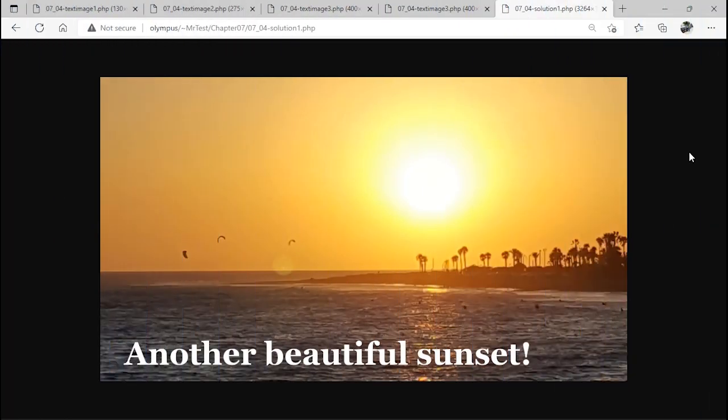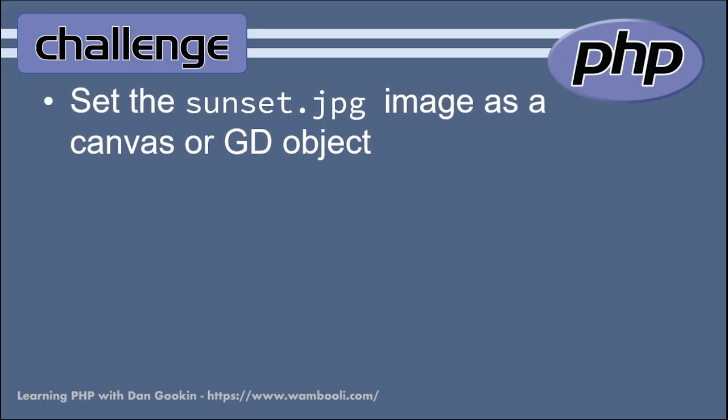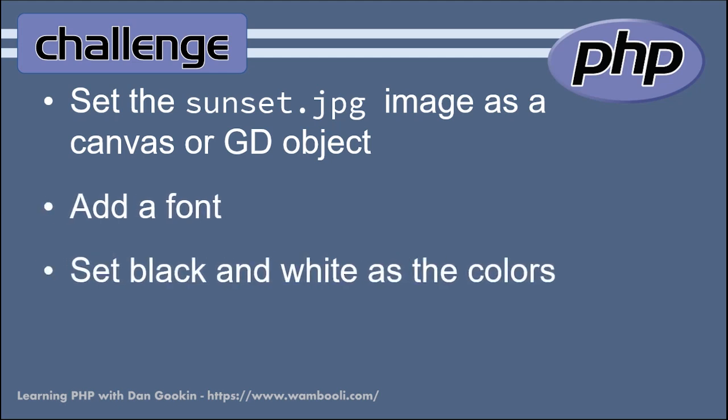This image and its text are generated by PHP code. Your challenge is to add the text to the image. Set the sunset JPEG image as a canvas or GD object in the PHP script. This file is available in the exercise files. Add a font. Set black and white as the colors so you can generate a shadow as shown earlier.